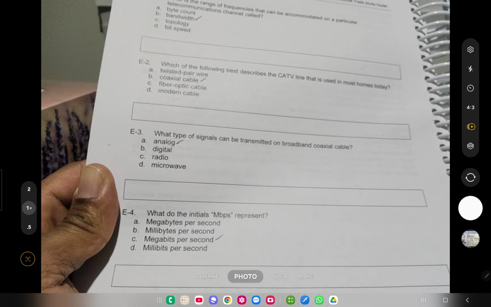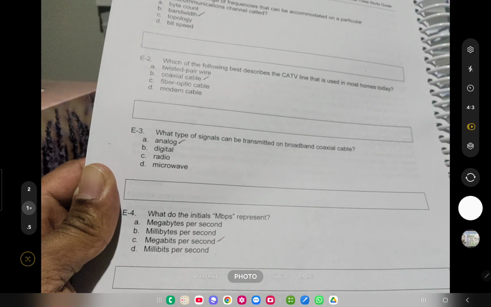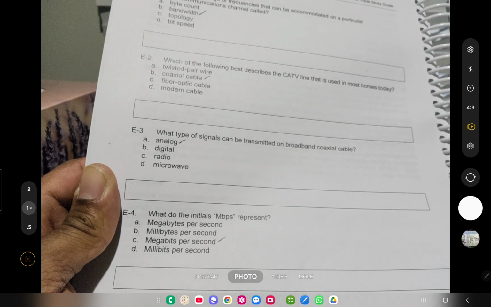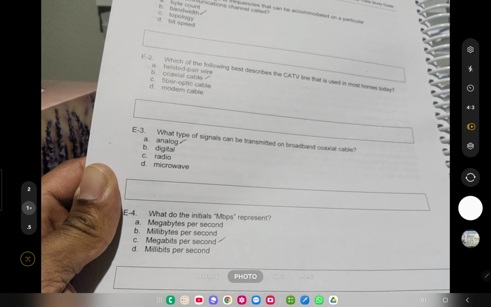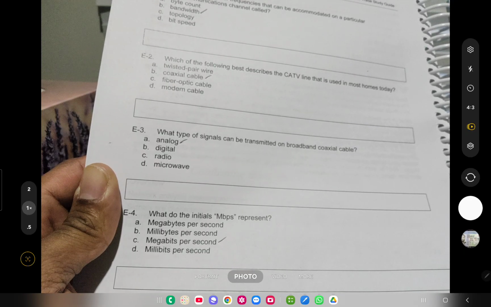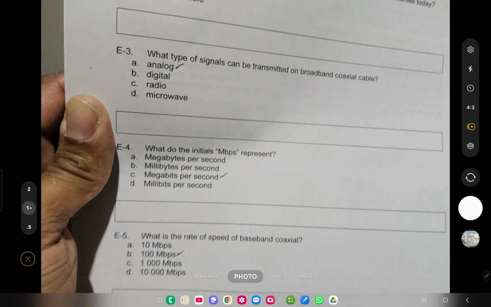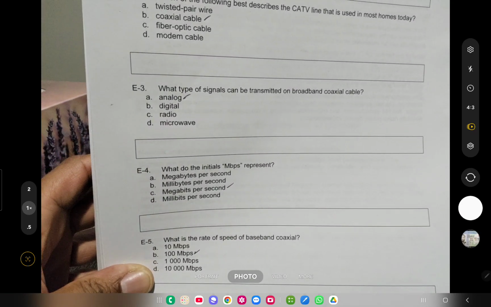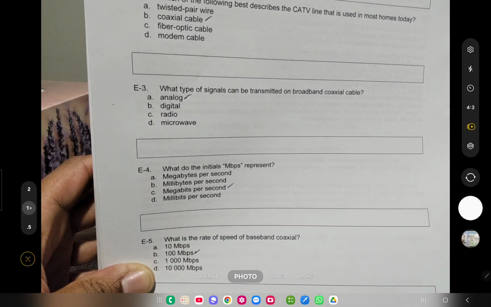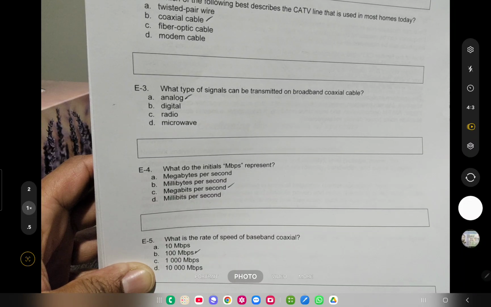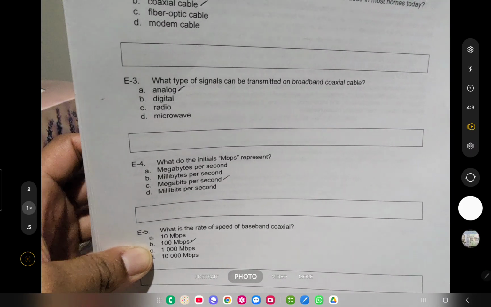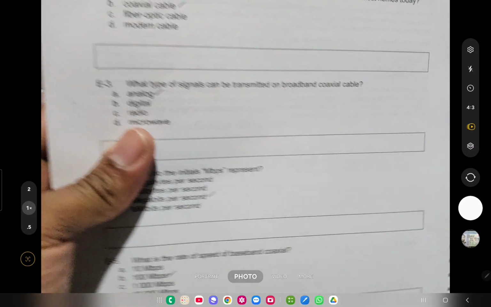What do the initials Mbps represent? Megabits per second. So it's megabits per second. What is the rate of speed of baseband coaxial? It's 100 Mbps, megabits per second.